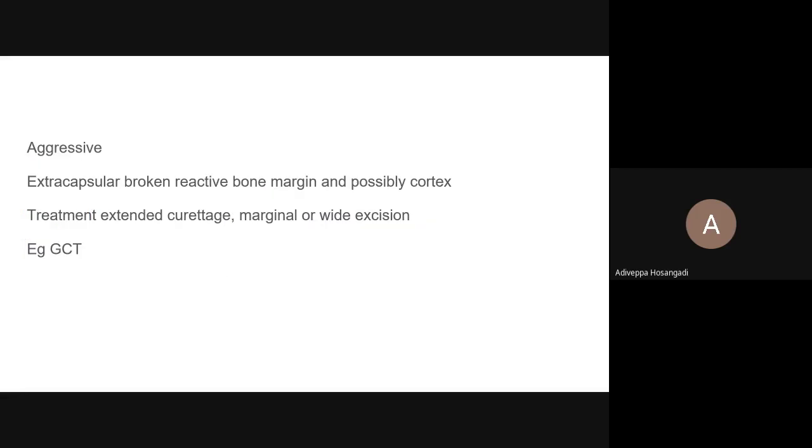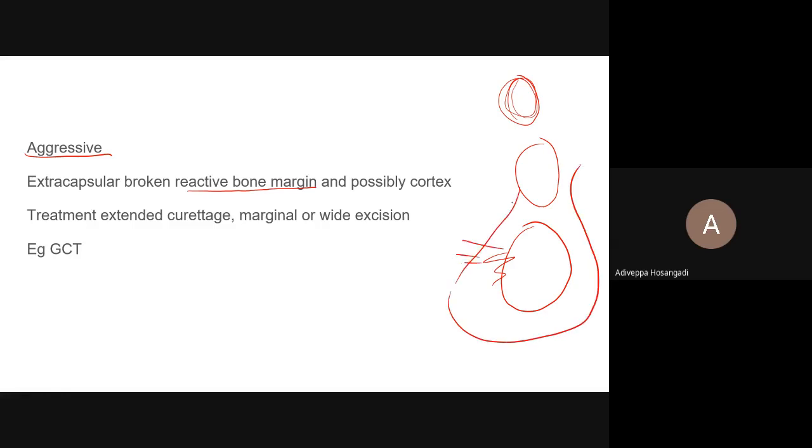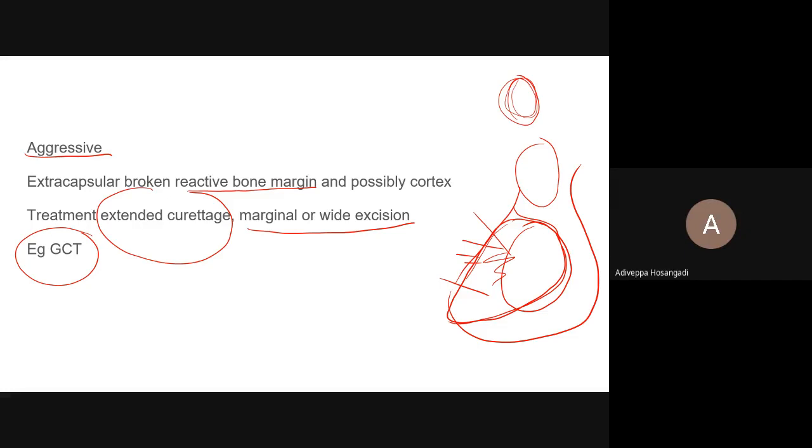We will come to the aggressive type of benign bone tumors. Here, the reactive bone margin, which we showed as thick in latent and thin in active, in aggressive this reactive zone can be broken, and there can also be a break in the cortex. This goes on expanding to become one with the cortex and breaks. So there's a break in the reactive zone, and there can be a break in the native cortex. Please remember that. The best example is GCT, giant cell tumor. Last time I had mentioned extended curettage. Marginal and wide excision is required in very aggressive giant cell tumor.